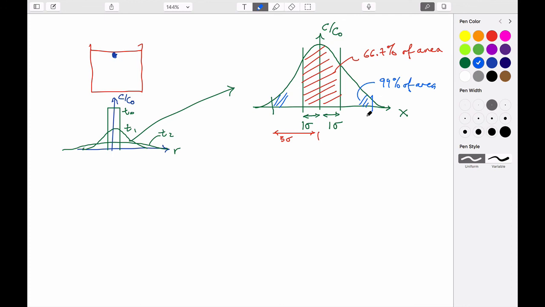So the area between these lines, that's physically what it means. One standard deviation means you're better than 66% of the folks and worse than 33.3%. So it's physically within here. So that's physically what it means.